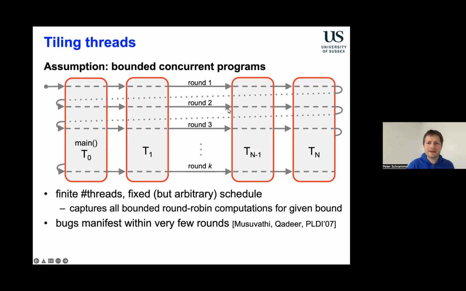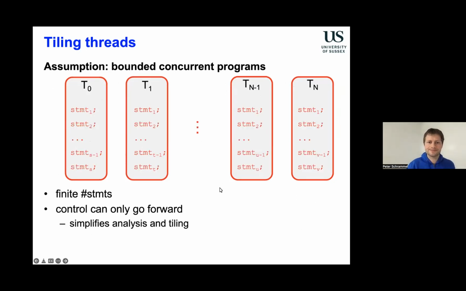But using this construction, we can limit the number of context switches, but still have all the behaviors that can happen with this limited number of context switches. So this is nothing new. This is what CSEC is doing.